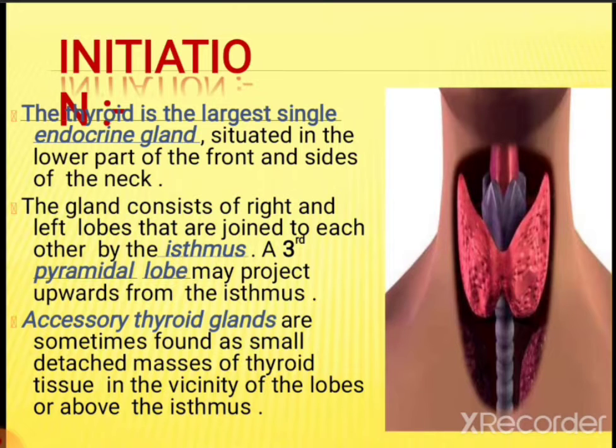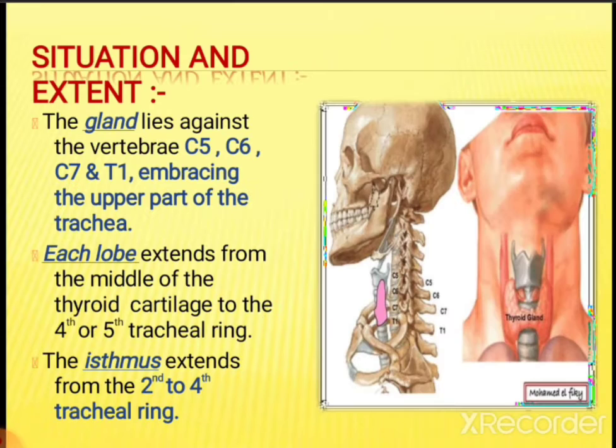The gland consists of right and left lobes that are joined together by the isthmus. A third pyramidal lobe may project upwards from the isthmus. Accessory thyroid glands are sometimes found as small detached masses of thyroid tissue in the vicinity of the lobes or above the isthmus. Now the situation of the gland.